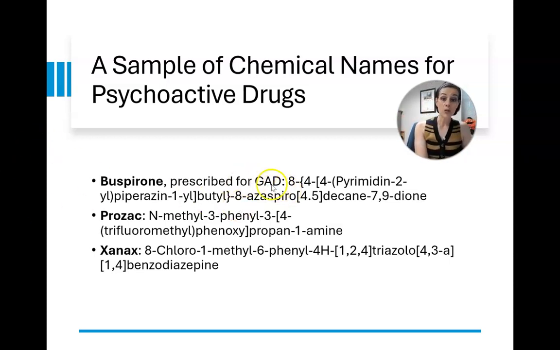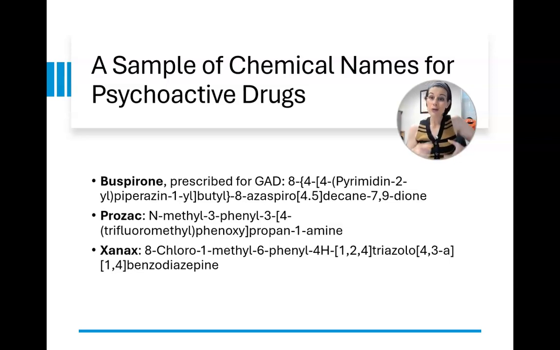And this is often going to be prescribed for things like generalized anxiety disorder. Xanax often is going to be for more severe anxiety or for debilitating panic attacks. So here you can kind of see its chemical structure. And I'm not going to read all of this, it's quite a bit. Below that, you can see the chemical structure for Prozac. And then below here, you can see the chemical structure and the chemical name for Xanax.